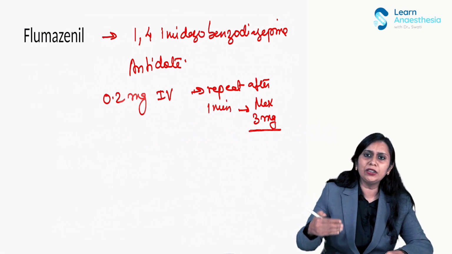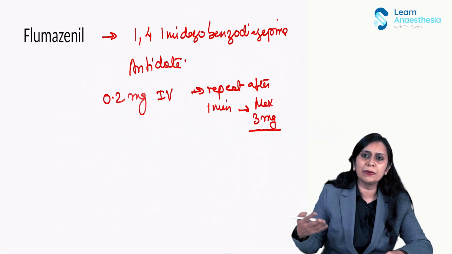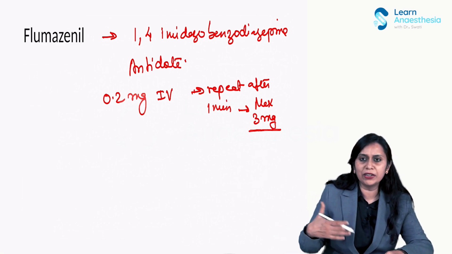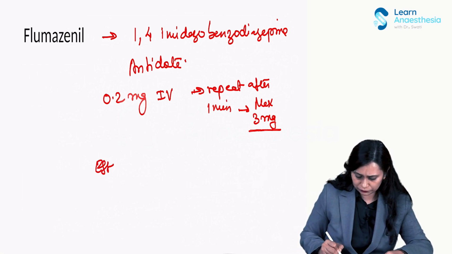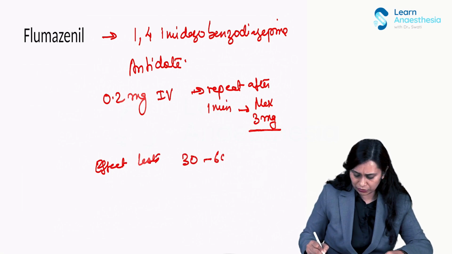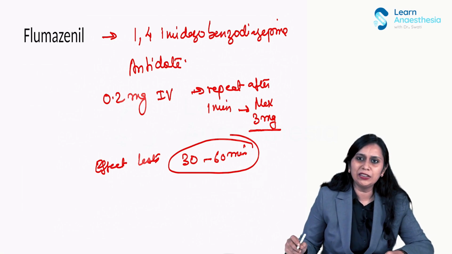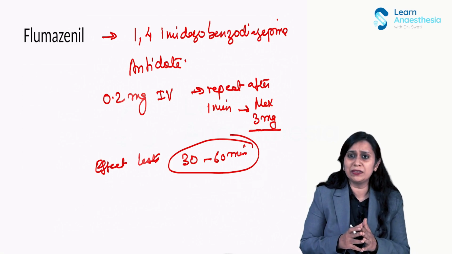The pharmacokinetics of flumazenil and benzodiazepine match. This is also metabolized by liver. The effect is short-lived, so the effect lasts for 30 to 60 minutes only. So you need to repeat the dose if the condition gets prolonged. So benzodiazepine has a specific antidote which makes it quite a safer drug.